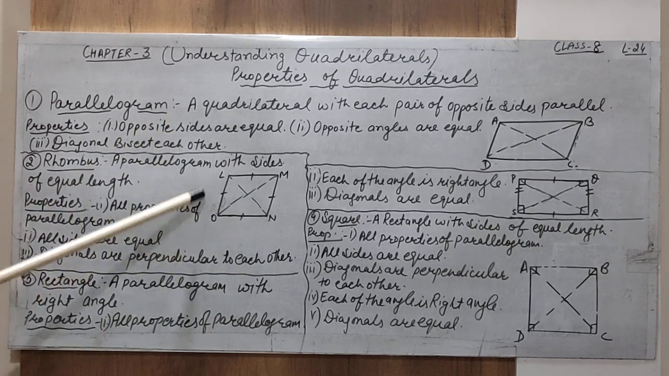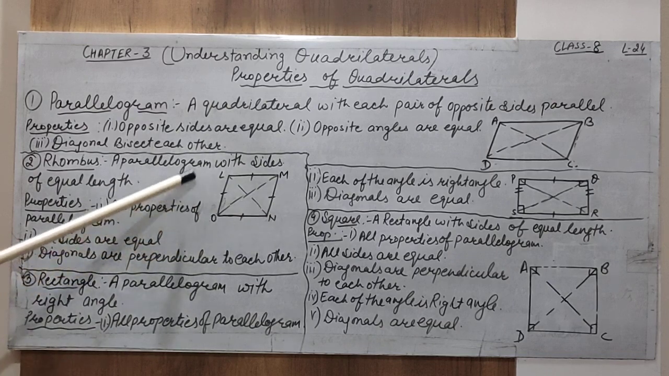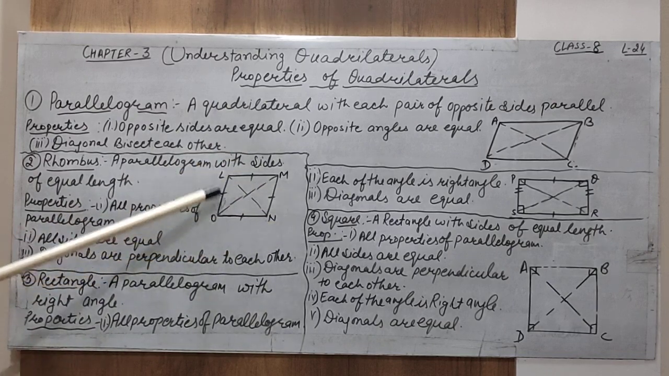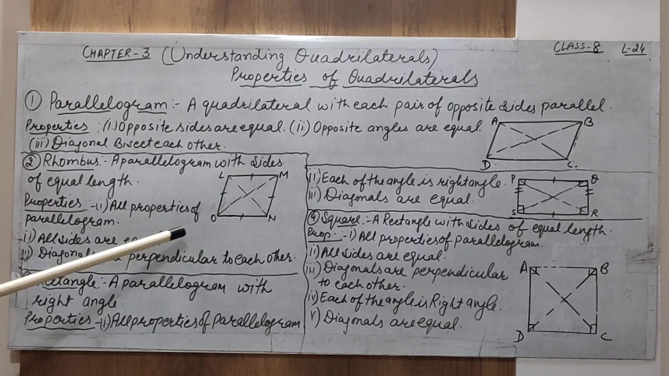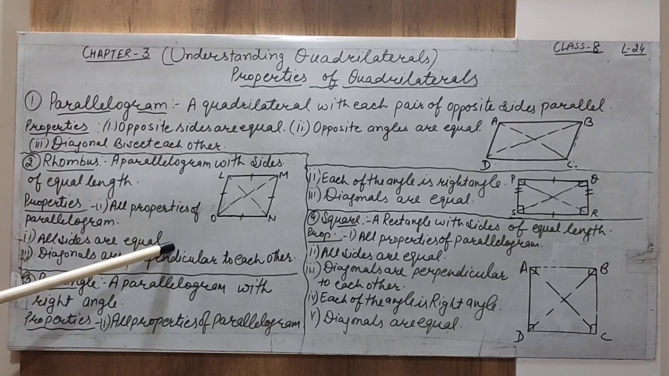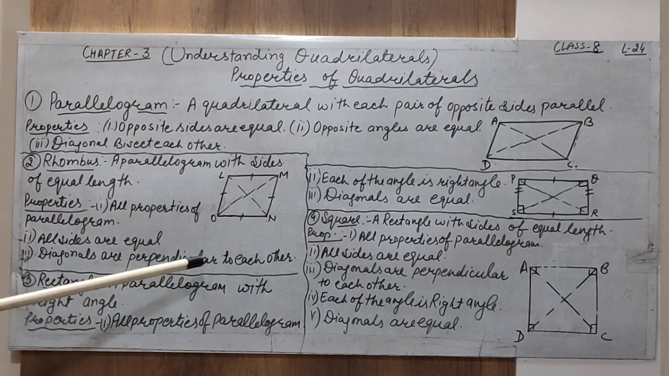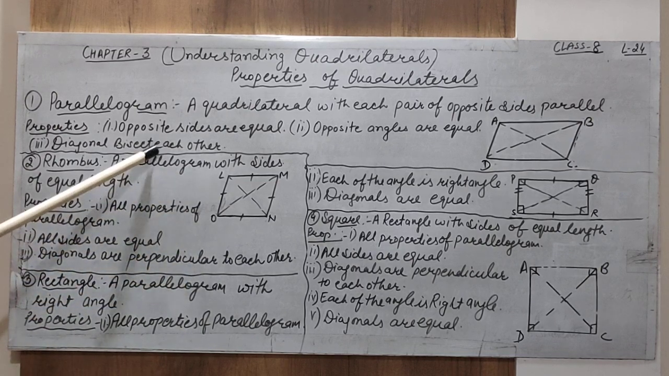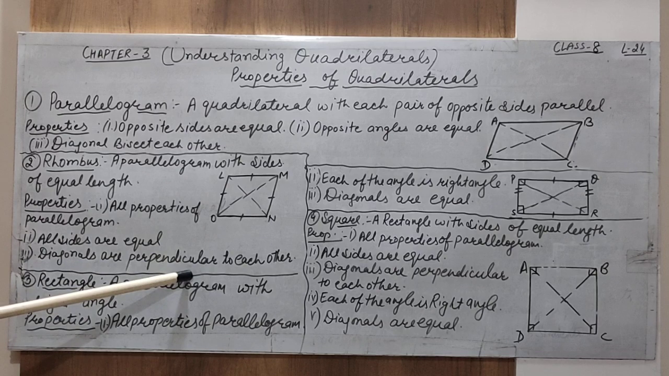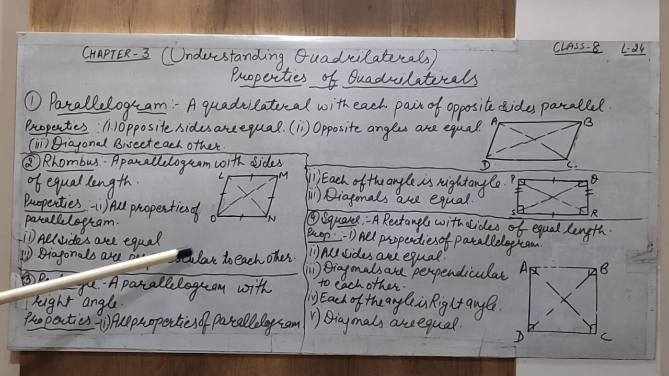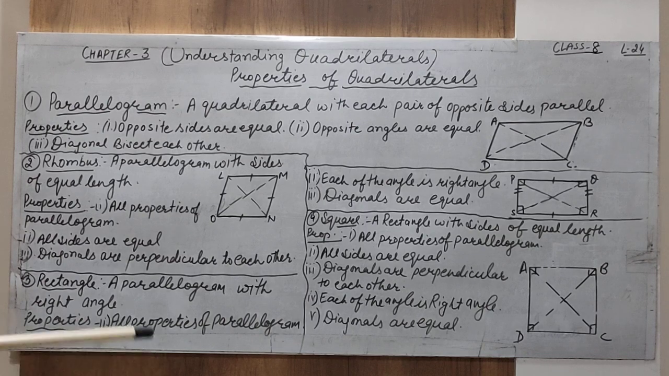So a rhombus is a quadrilateral with all the properties of the parallelogram and a few more properties attached: all sides are equal, and the diagonals are perpendicular to each other, bisecting as well as being perpendicular. So these are the properties and the definition of the rhombus.